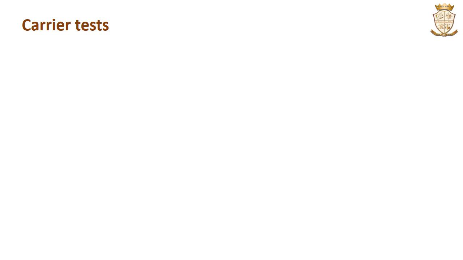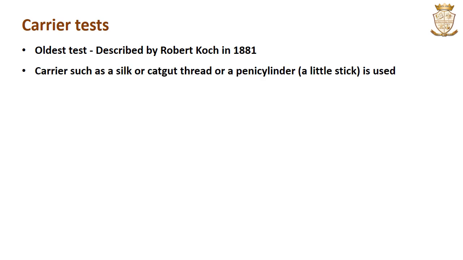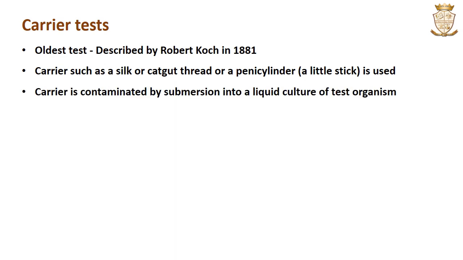Now we are going to discuss the carrier test. This is the oldest test and it was described in 1881 by Robert Koch. In this particular test, a carrier will be used. The carrier may be either a silk or a catgut thread or a penny cylinder, that is a little stick. This carrier will be contaminated by submersing it into a test organism culture. A liquid culture of the test organism will be used to contaminate this particular carrier.